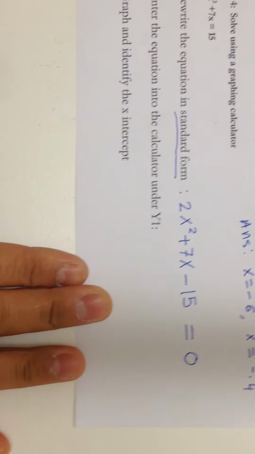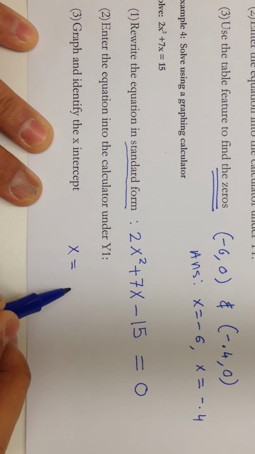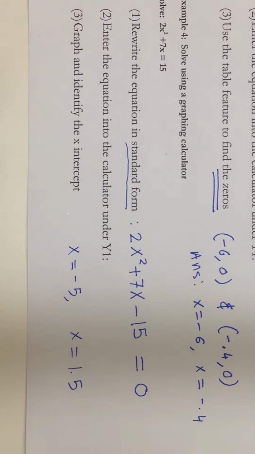So we go ahead and copy those two down. So x equals negative 5, and then x equals 1.5. Those are the two solutions on the graphing calculator.